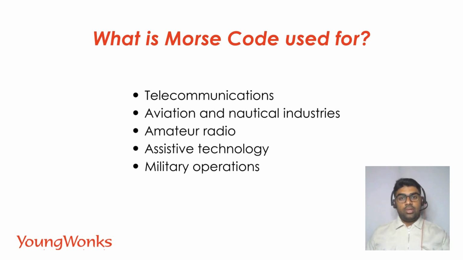It is used in telecommunication, especially in situations where voice communication is not possible or practical. It is used in aviation and nautical industries for sending distress signals, traditionally known as the SOS signal. Amateur radio enthusiasts and ham radio operators often use Morse code as a form of basic communication. Morse code has been used in assistive technology to provide communication capabilities to people with disabilities, using a series of dots and dashes to represent letters and numbers. It has also been used in military operations for secure and discreet communication.